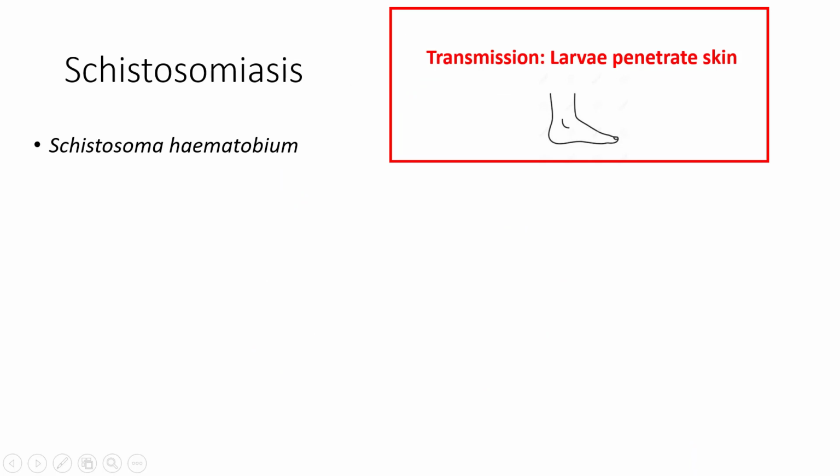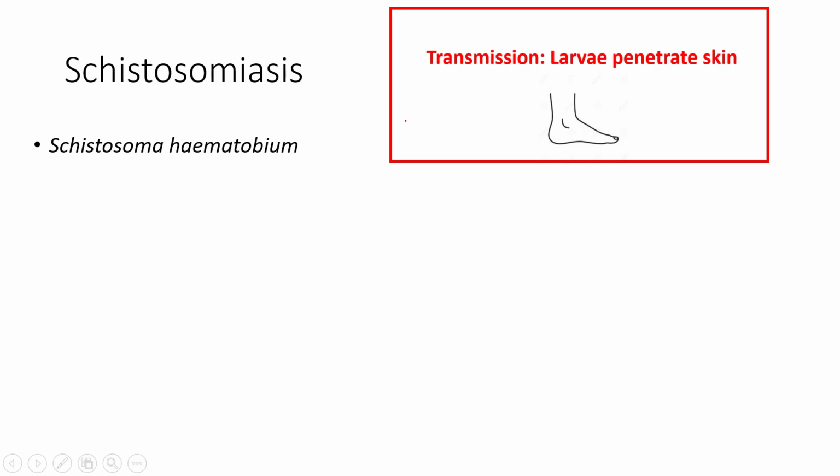All right, so this is our last pathogen in the Helminth worm category. The disease is called Schistosomiasis, and this is caused by the Schistosoma hematobium worm, although there's a couple other species as well within the Schistosoma genus. Transmission, it's still in our larval penetrate the skin category.